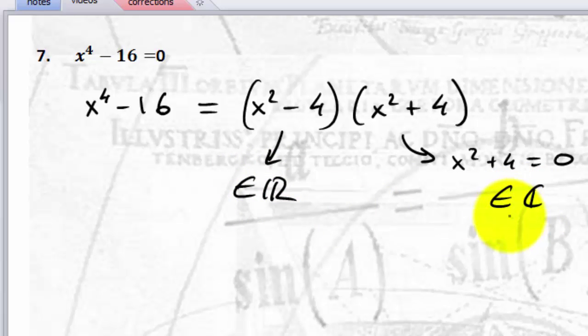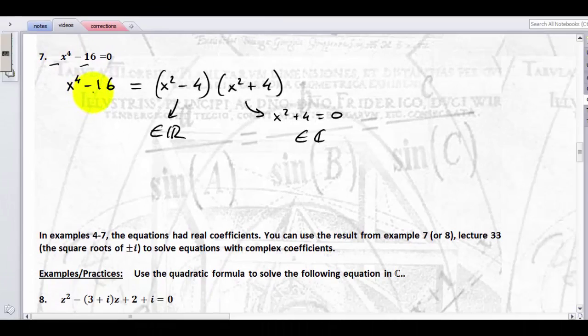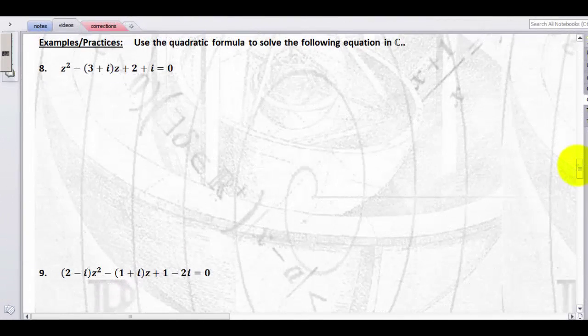Now, these equations that we just solved all had real coefficients, right? Let's solve some equations now with complex coefficients. So here's the first one. Actually, I'm going to let you do number 8 because it's easier than number 9. So I'm going to let you do number 8, and I'm going to tackle number 9. Now this number 9 is a quadratic equation in z. This is a complex number.